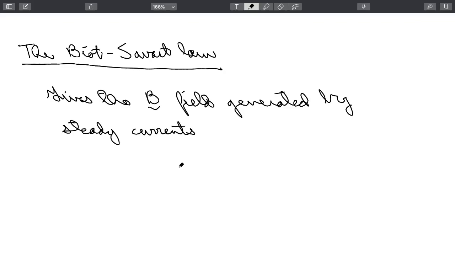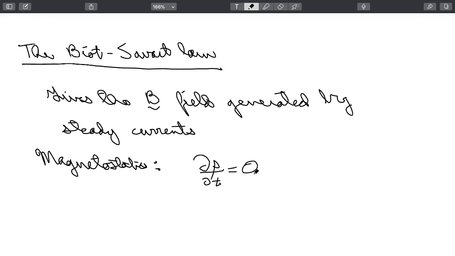Okay, so what I mean by that is that in magnetostatics, what we will take is that locally the charge will not change. There's no time dependence in there. And that means from the continuity equation that the divergence of my current density is just 0.